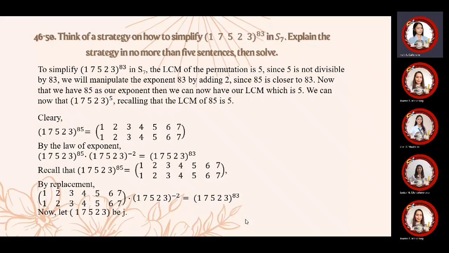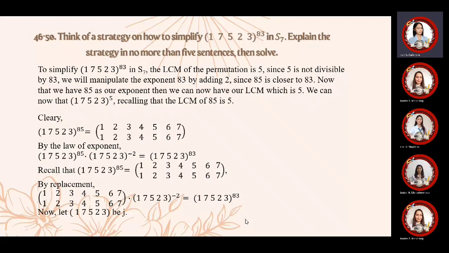We can now have 1, 7, 5, 2, 3 raised to 5. Recalling that the LCM of 85 is 5. So clearly, we have this mapping for 85: 1 maps to 1, 2 maps to 2, 3 maps to 3, 4 maps to 4, 5 maps to 5, 6 maps to 6, and 7 maps to 7.